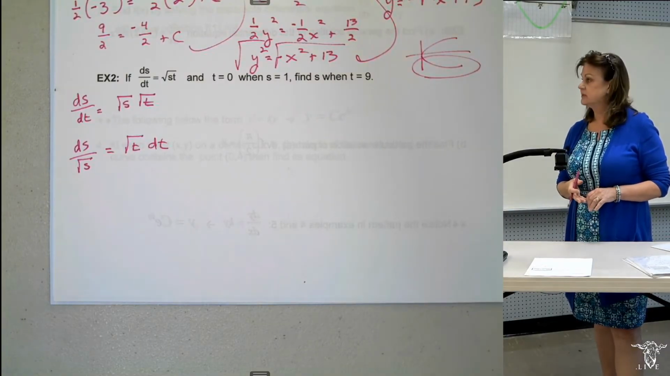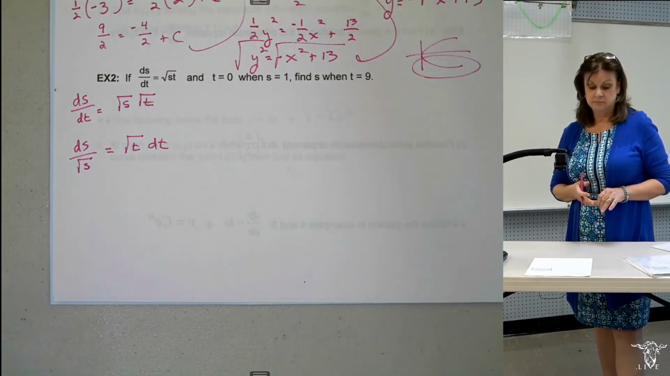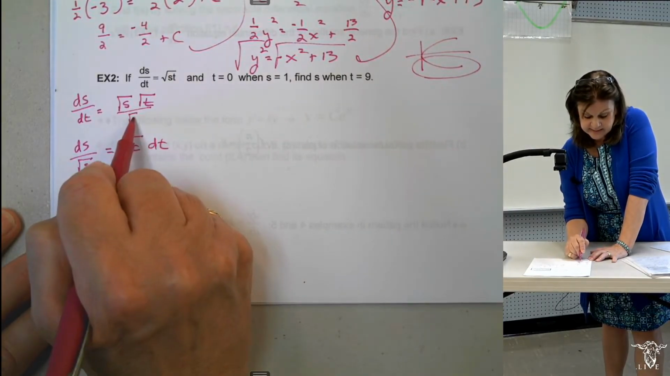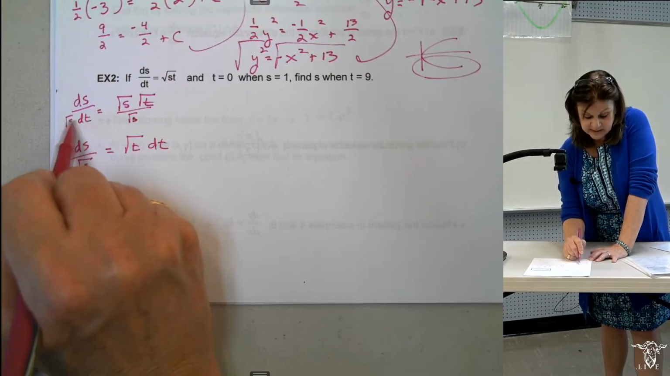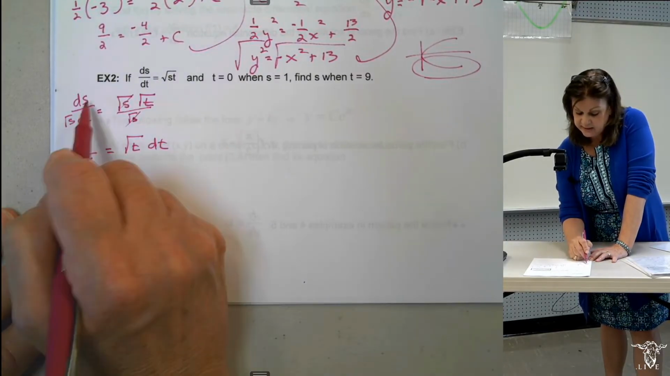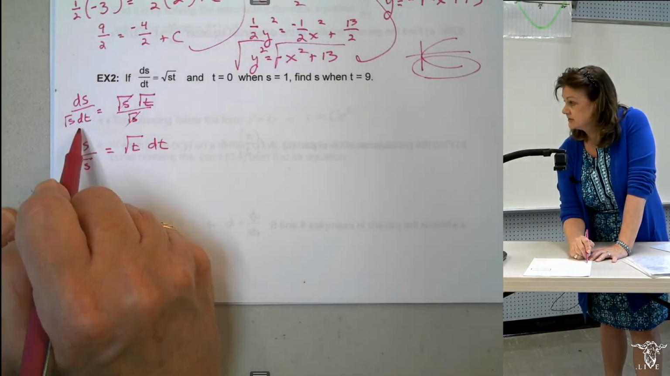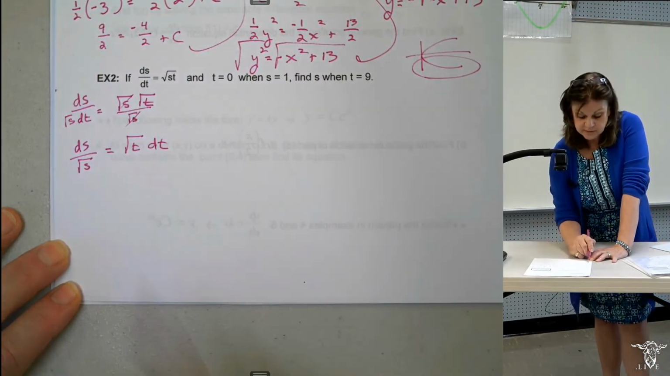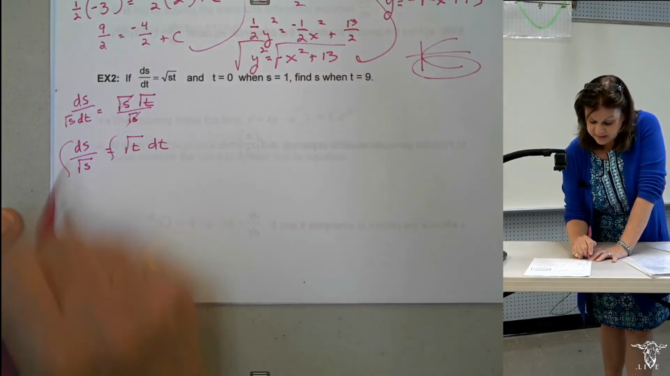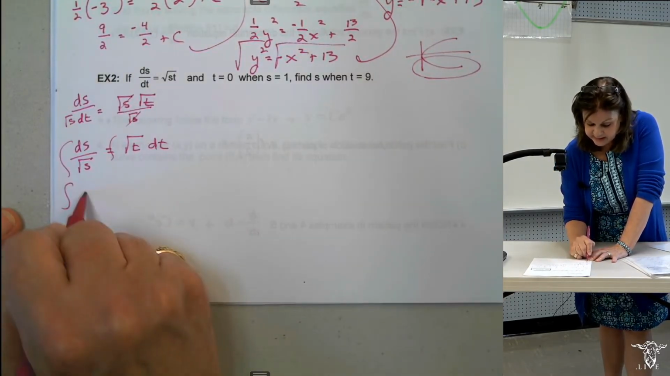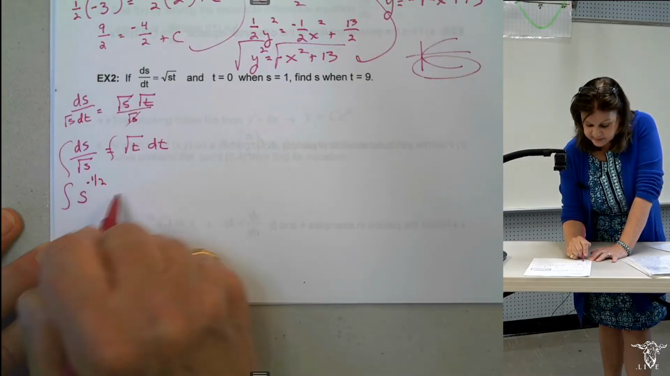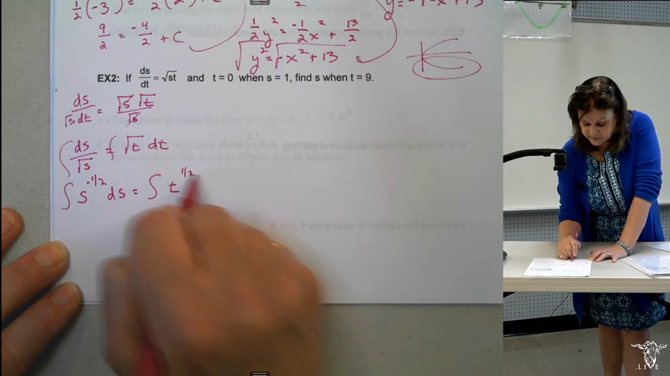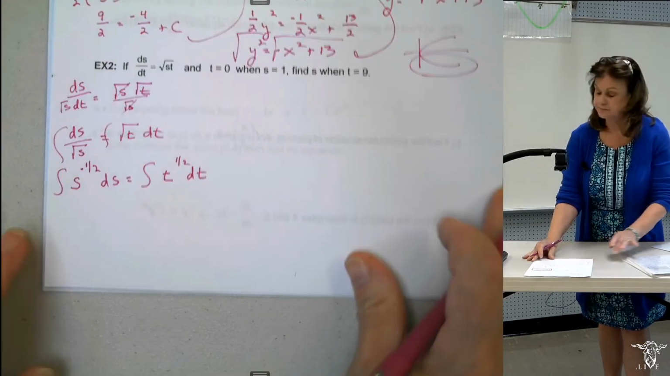Take just a minute to think that through. If I want to move this s, I'm dividing by root s, and I'm doing it on both sides. That crosses this out and leaves me ds over root s, and then of course I'm multiplying by dt, and that moves it to the other side. So now we're going to be integrating. I'm integrating s to the negative 1/2 ds, and I'm integrating t to the positive 1/2 dt.